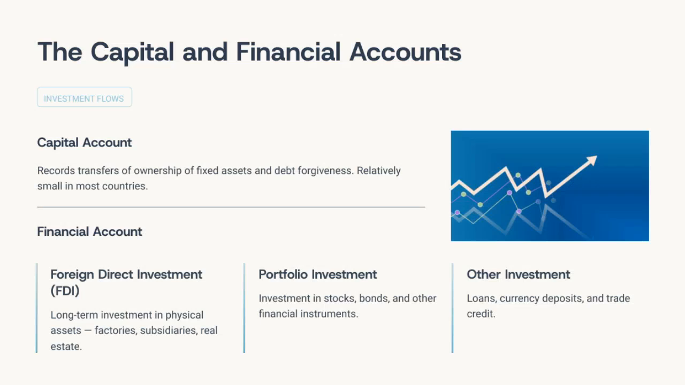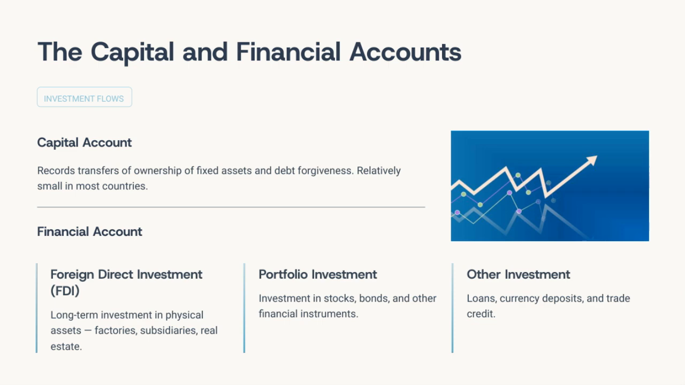Now let's take a closer look at some of the key types of investment flows. First, we have loans, currency deposits, and trade credit. These are essentially short-term or medium-term financial arrangements where funds move between countries, often to facilitate trade or meet temporary funding needs. Next, we come to other investments, which include investments in stocks, bonds, and other financial instruments. These are more about portfolio investments, placing funds in various financial assets to generate returns rather than controlling physical assets.